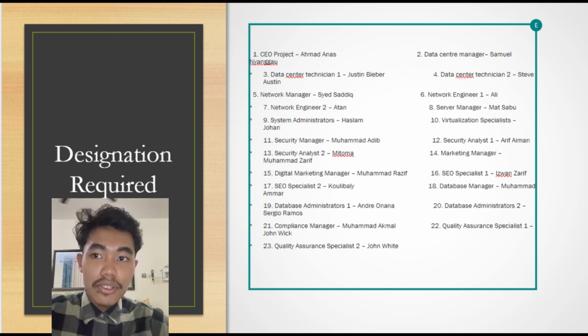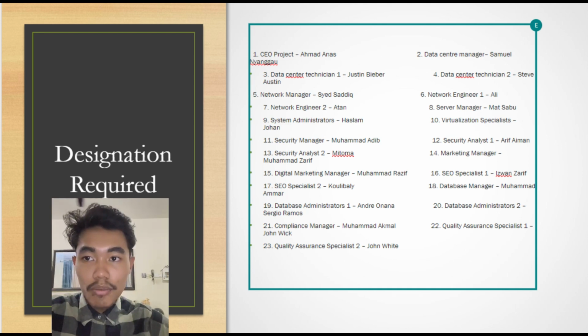So next, we have security manager, which is Muhammad Adib. Security manager is to ensure the physical and digital security of the data center. And under the security manager, we have security analyst 1 and 2, which are Arif Aiman and Mitoma. Security analyst is to monitor for security threats, implement security measures, and maintain compliance.